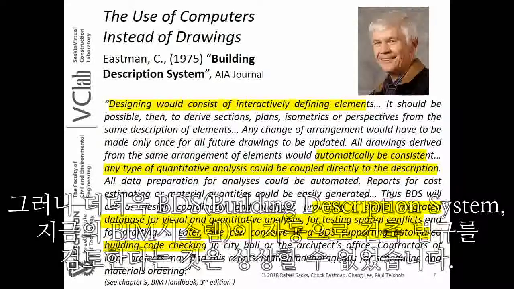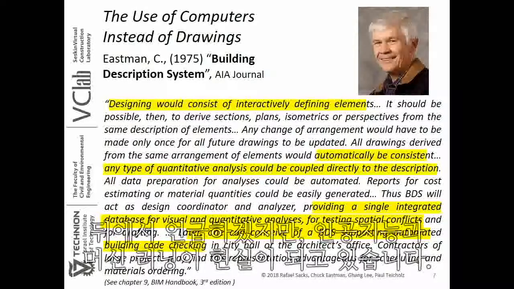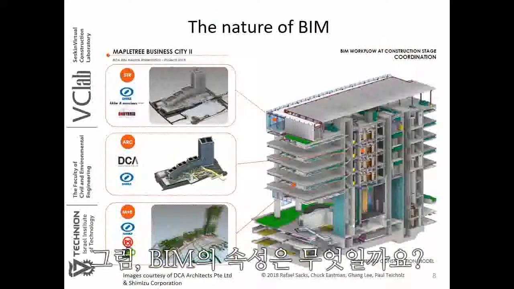Going further, later one can conceive of a building description system supporting automated building code checking. Perhaps this was prescient to the extent that even now we are still struggling to make this a reality. But as you'll see later in this presentation, with artificial intelligence and machine learning, these things are now becoming a reality. So what is the nature of building modeling?